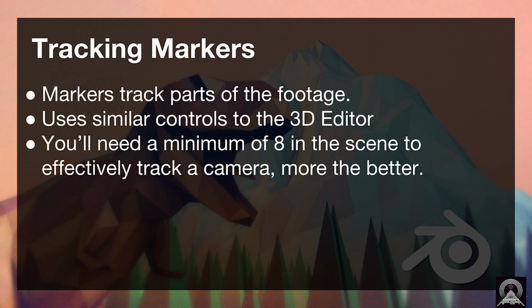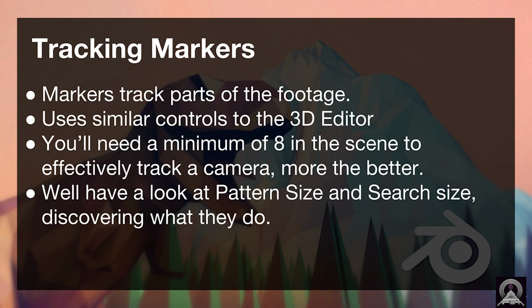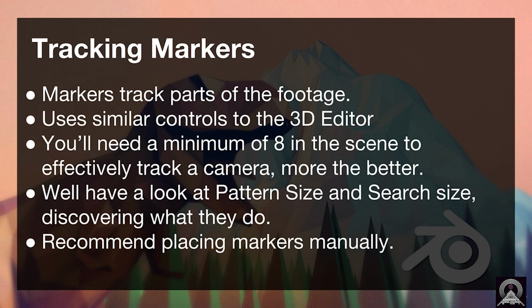Now, you will need a minimum of 8 markers in the scene to effectively track a camera. Obviously, the more you have, the better. We'll have a look at pattern size and search size. These are 2 parameters that a tracker can have, discovering what they can do. And I would recommend placing markers manually. There's a nice button that says, do it for me. And to be quite honest, it doesn't work, or doesn't work very well in most scenes, or not at all. So just do it manually. Save yourself the headache. Let's go play with markers now and hop on over into Blender.